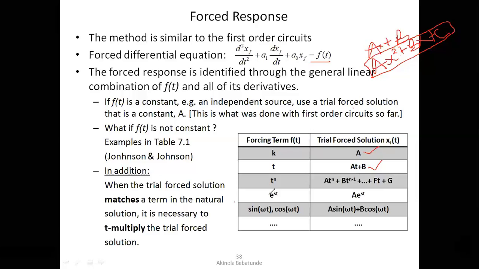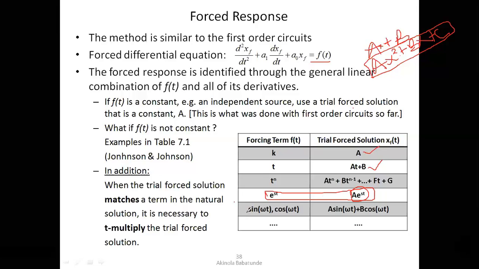Then if the forcing term is not constant, not linear, not quadratic, let's say it's not polynomial, let's say it is exponential in nature. You know this already. You will assume that the trial solution is A e to the st. This is how to do this. We already did this before.